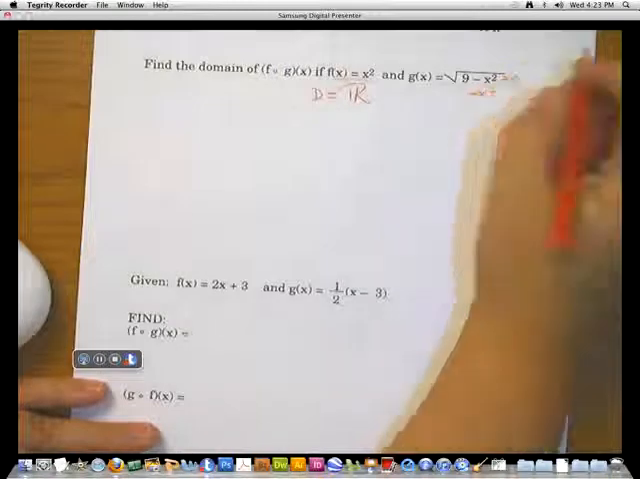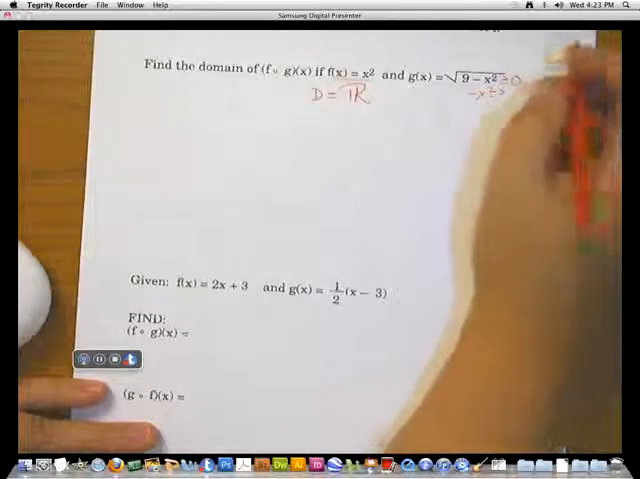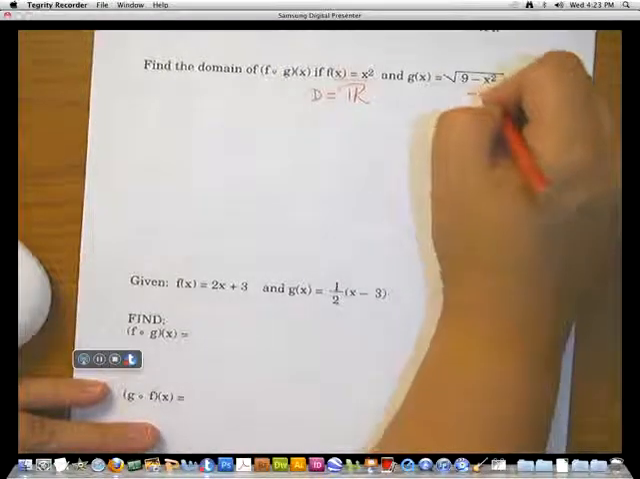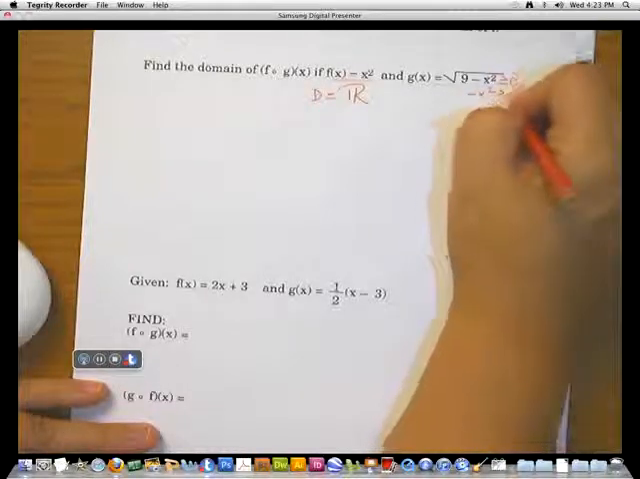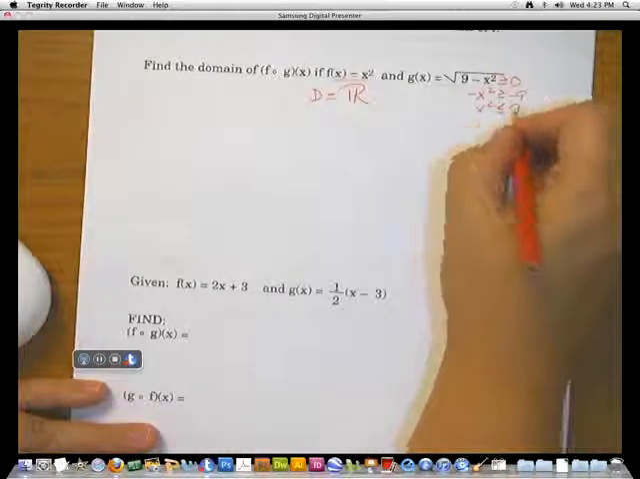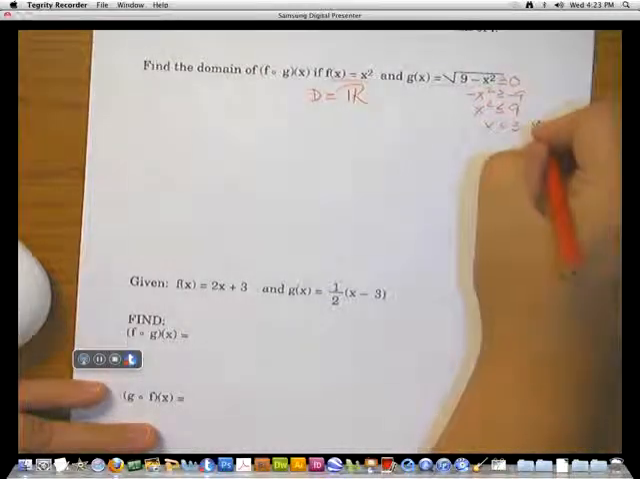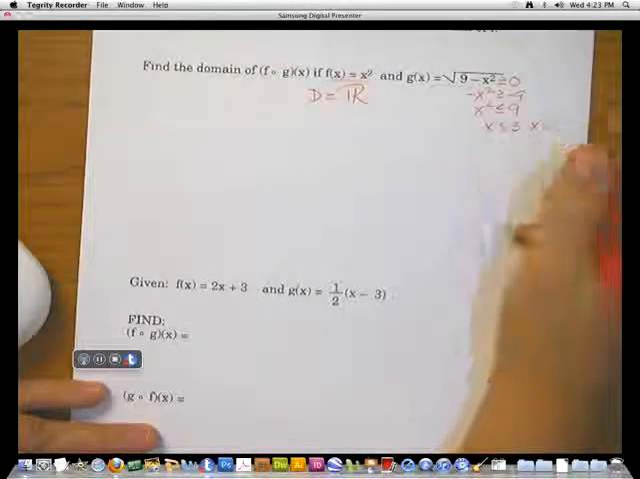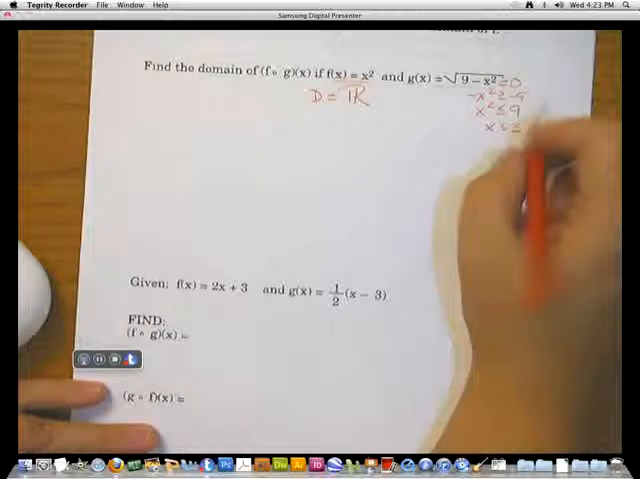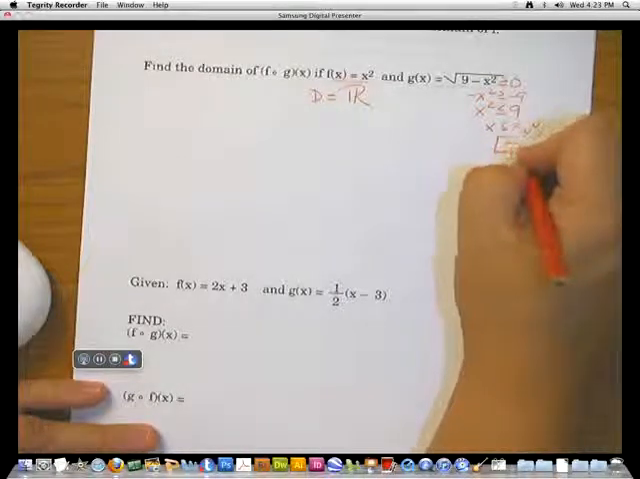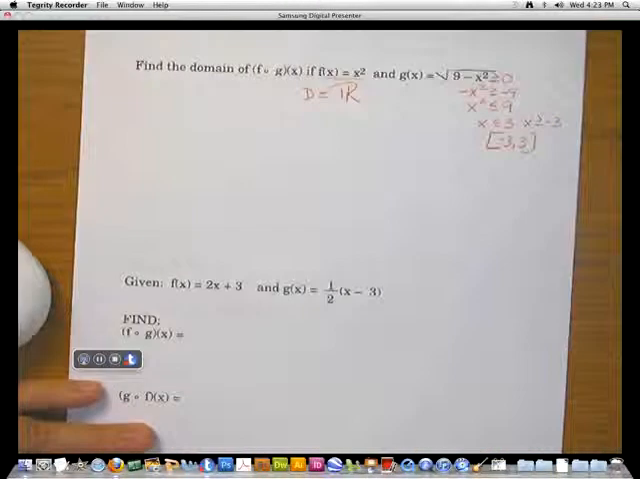When I solve this, I get negative x squared is greater than or equal to negative 9, x squared less than or equal to 9. Now, the positive part of this stays the same sign. The negative part is going to switch. So less than 3, greater than negative 3 tells me that's going to be my domain.